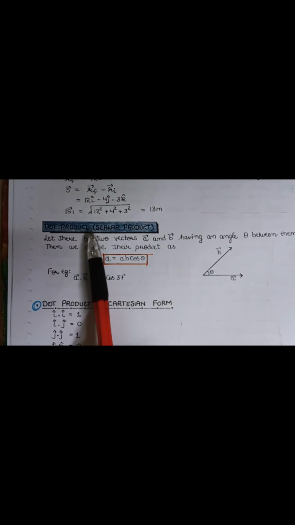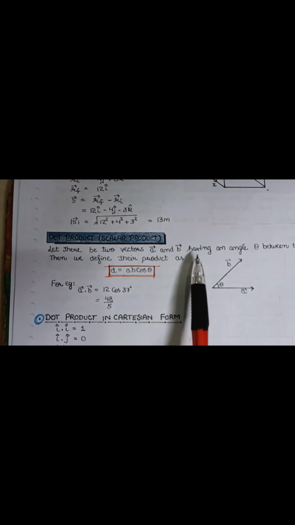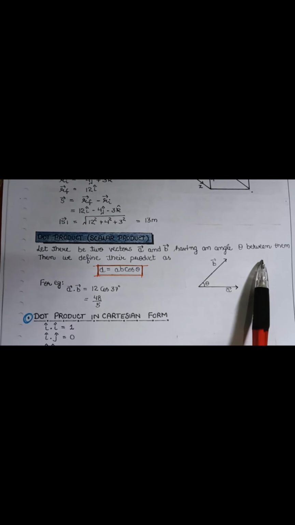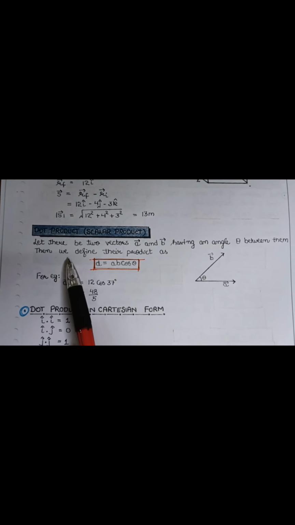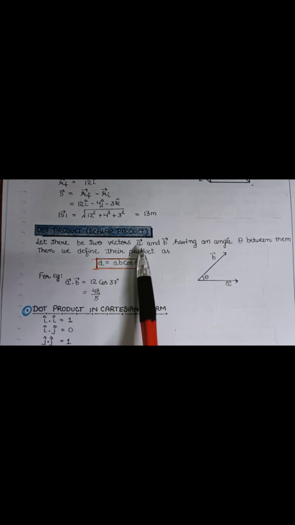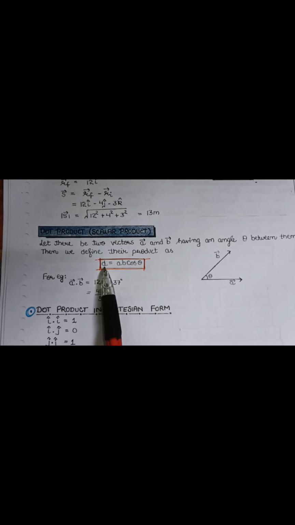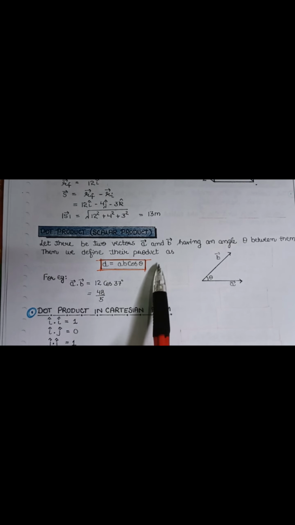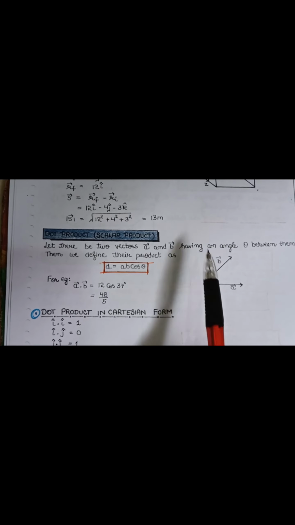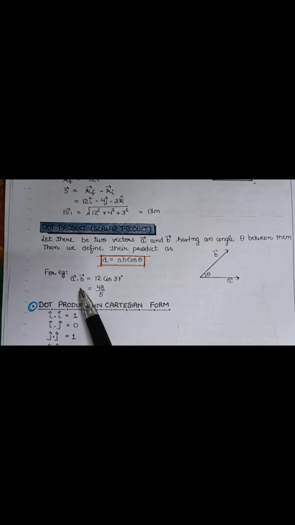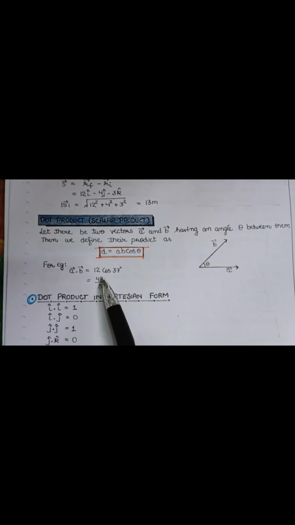The dot product or the scalar product. Let there be two vectors A vector and B vector having an angle theta between them. Then we define their product as D is equal to AB cos theta, where theta is the angle between them, and this is A vector, this is B vector. For example, A vector dot B vector is equal to 12 cos 37 degree is equal to 48 by 5.